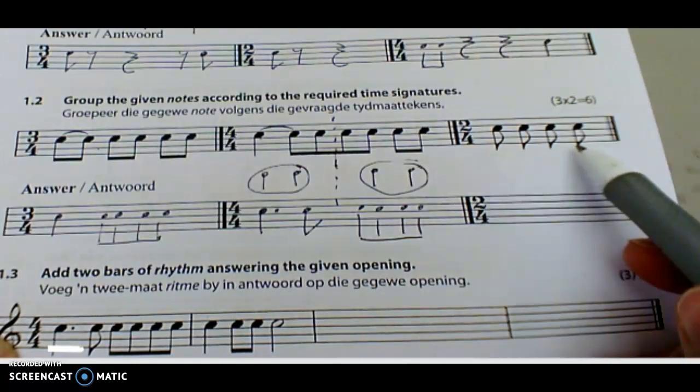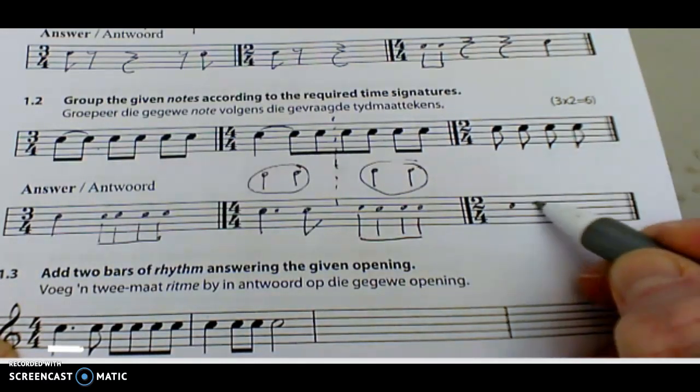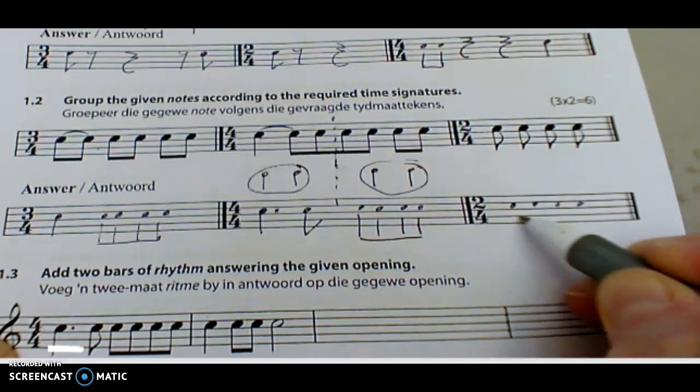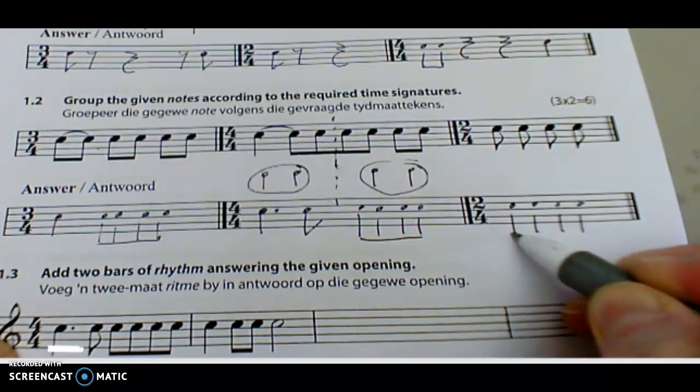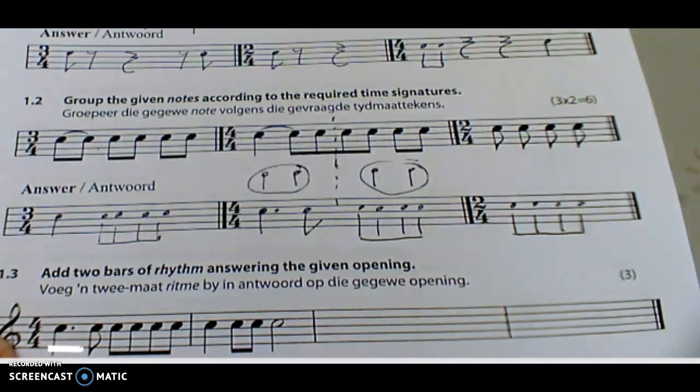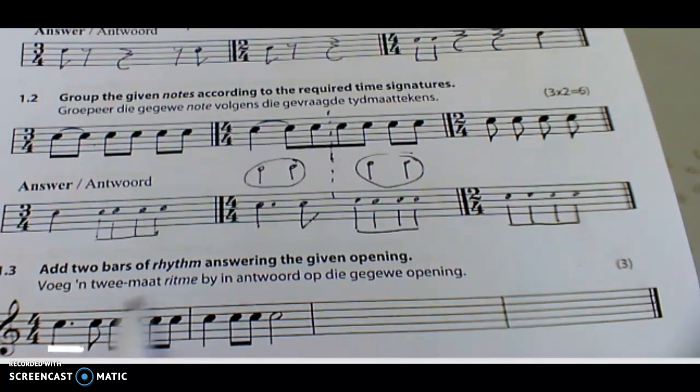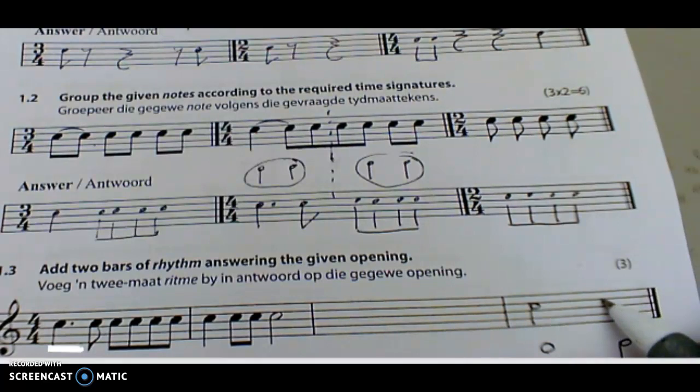And then the old rule, in 2/4, 3/4, all the quavers in a bar, I can group together. Add 2 bars of rhythm answering the given opening. Now here I have 4/4. So you can end with a semibreve, or you can end just going a little bit slower, that you maybe have a minim and a minim. I'm going to use that minim and minim.